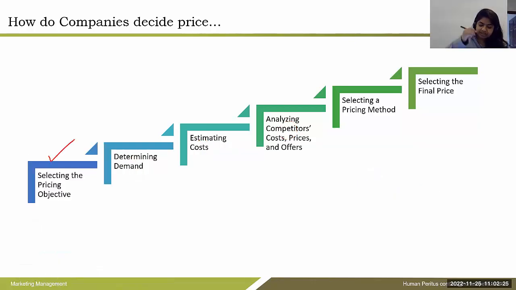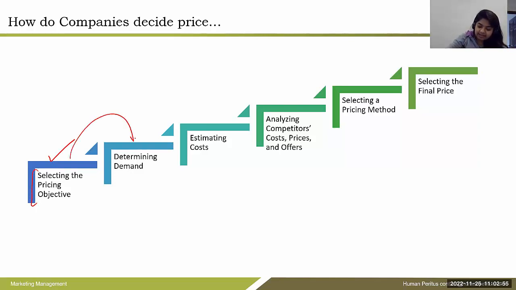So the first is, we have to select a pricing objective. If you are a non-profit organization, your aim is not to make profit, so you will decide on a price which is just covering your cost, beneficial for all. But if you are a company, your motive or your objective is profit, maximum profits, so you will decide on a price accordingly. So the first thing is selecting your pricing objective.